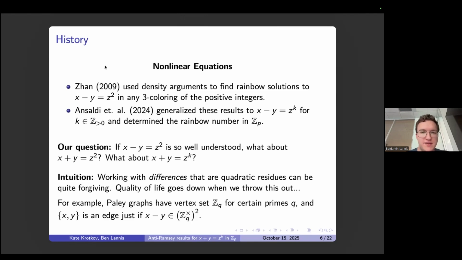The intuition for why this is a substantively different problem is that working with differences that are quadratic residues is often quite forgiving. For example, the Paley graph is a common object of study, and it has vertex set Z_q for certain primes q, and xy is an edge if and only if x - y is a quadratic residue in Z_q. This graph has all sorts of nice combinatorial and number theoretic properties. For example, it happens to be a strongly regular graph. However, when we throw out the assumption that differences are quadratic residues, for example by changing the minus sign to a plus sign as we did, quality of life kind of goes down. And so hopefully I'll be able to explain why this might be the case.